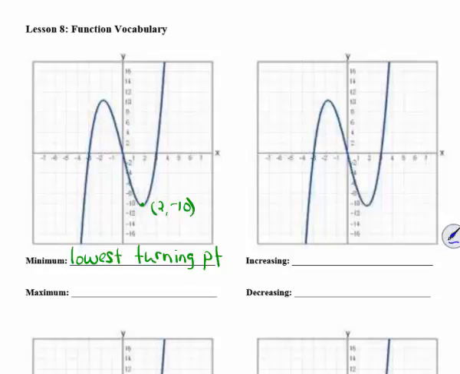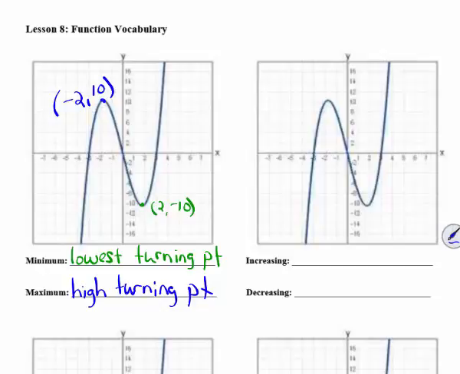Maximum, the reverse of that, is going to be your high turning point. Which is going to be right here in your graph, and that would be at (-2, 10). So minimum, it might not be the absolute lowest value, but it's the lowest turning point. Where does it turn?